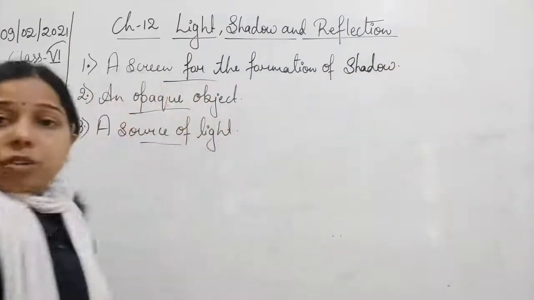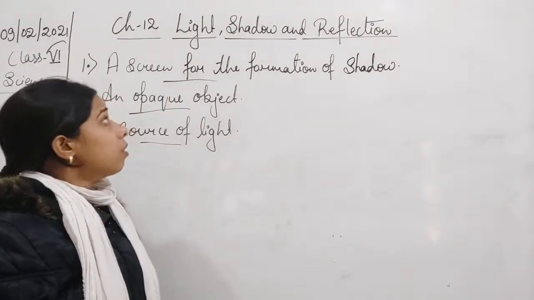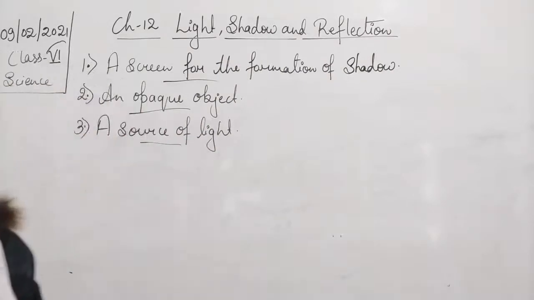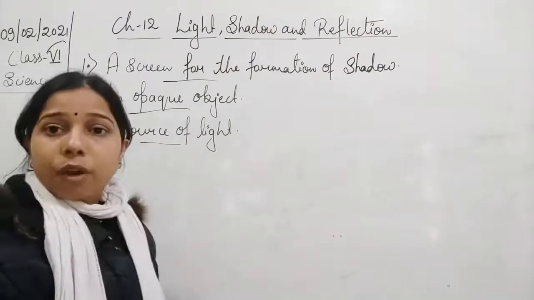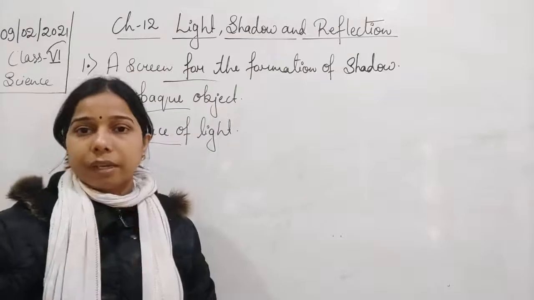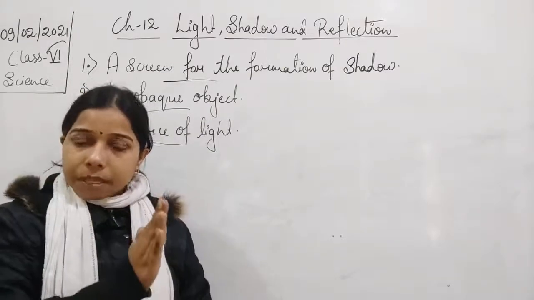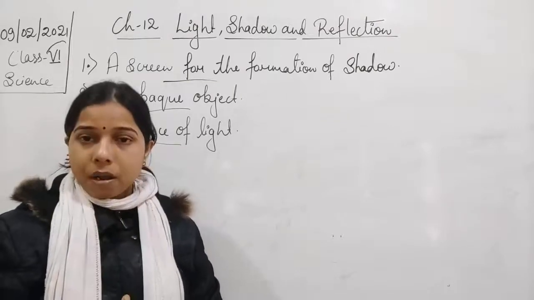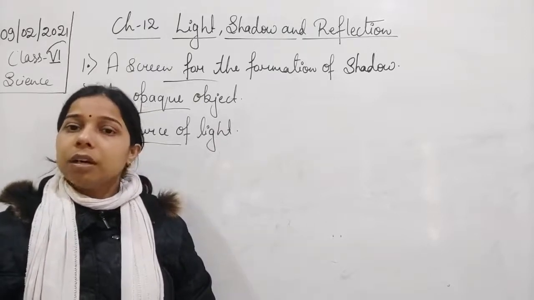Okay, for the formation of a shadow, these are the three things which are important to know about when and where the shadow will be formed. So we can write here how a shadow is formed. Basically, light travels in a straight line. It does not bend at the corner. So if an object comes in its path, what will happen? It will form the shape of the object just behind the object.